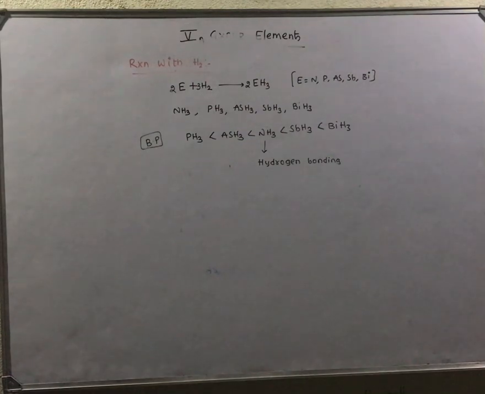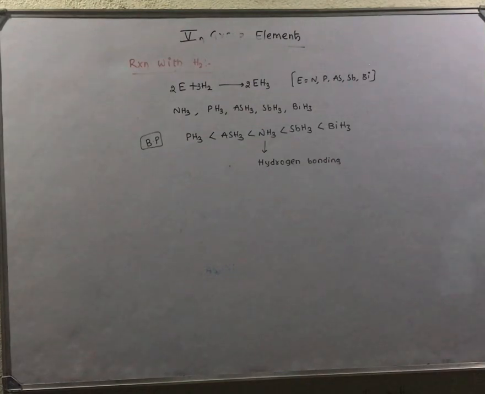Next one is basic nature, same order: NH3 greater than PH3 greater than AsH3 greater than SbH3 greater than BiH3. And dipole moment, same order. Boiling point is already over: the boiling point of ammonia is more. Why does ammonia possess abnormal boiling point? Due to the presence of hydrogen bonding.